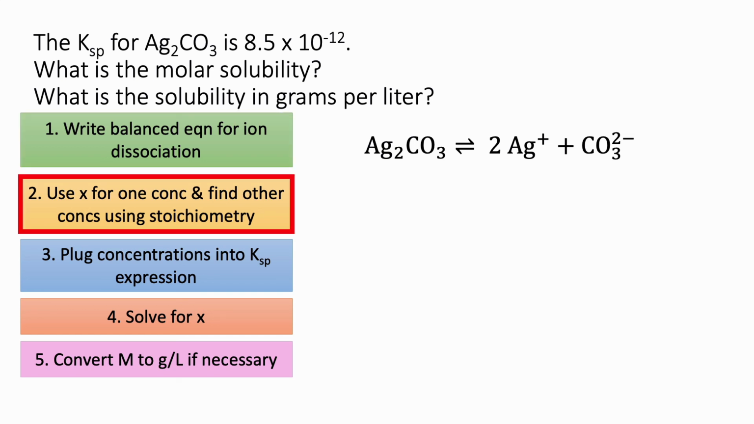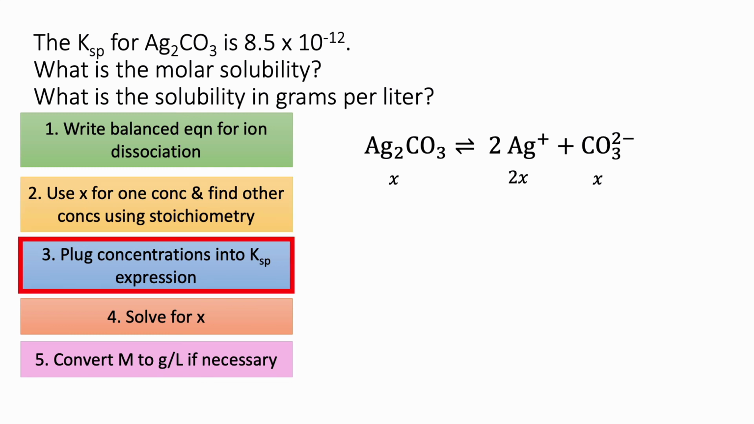Now we're going to use X for one concentration, and usually the default is to have X be the molar solubility of our solid compound. And then we're going to find the other concentrations using stoichiometry. So for every mole of silver carbonate that dissociates, we get 1 mole of carbonate. So that's also going to be X. And then we have 2 moles of silver, so that's going to be 2X.